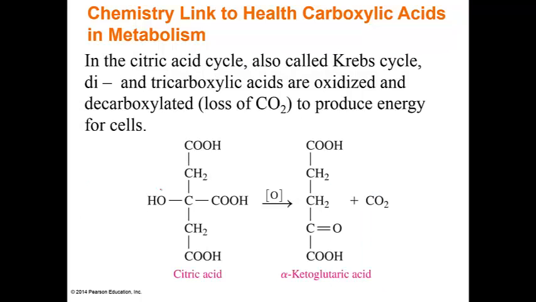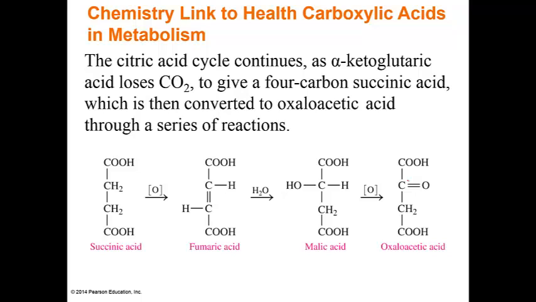In the citric acid cycle, also called the Krebs cycle, di- and tricarboxylic acids are oxidized and decarboxylated, with loss of CO2, to produce energy for cells. So this is how energy in our cells gets rolling. Energy expelled, carbon dioxide coming out, and hey, does that make sense? Well, what do our red blood cells pick up on the way out and drop off to our lungs so we can expel it? Carbon dioxide, right? That's a whole cycle of us breathing. And we want to get rid of it because we want to grab more oxygen for more energy.